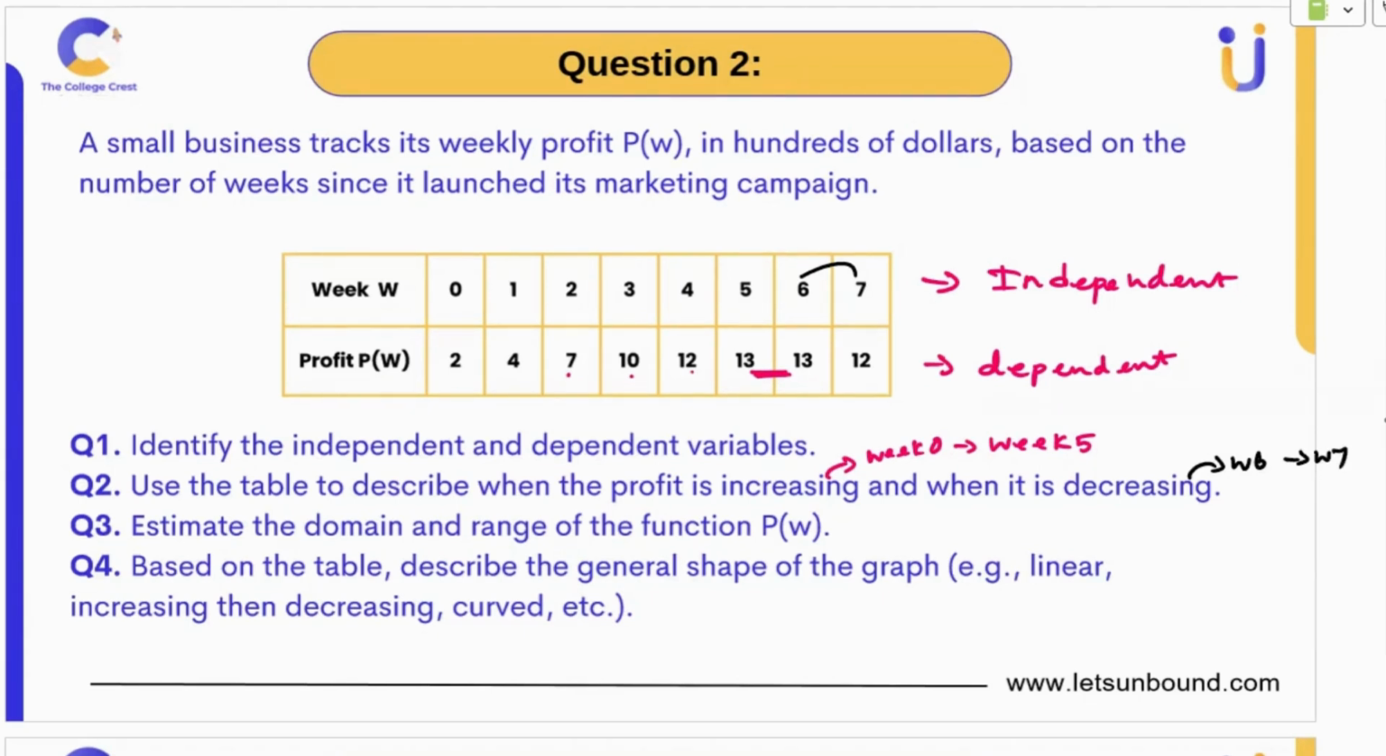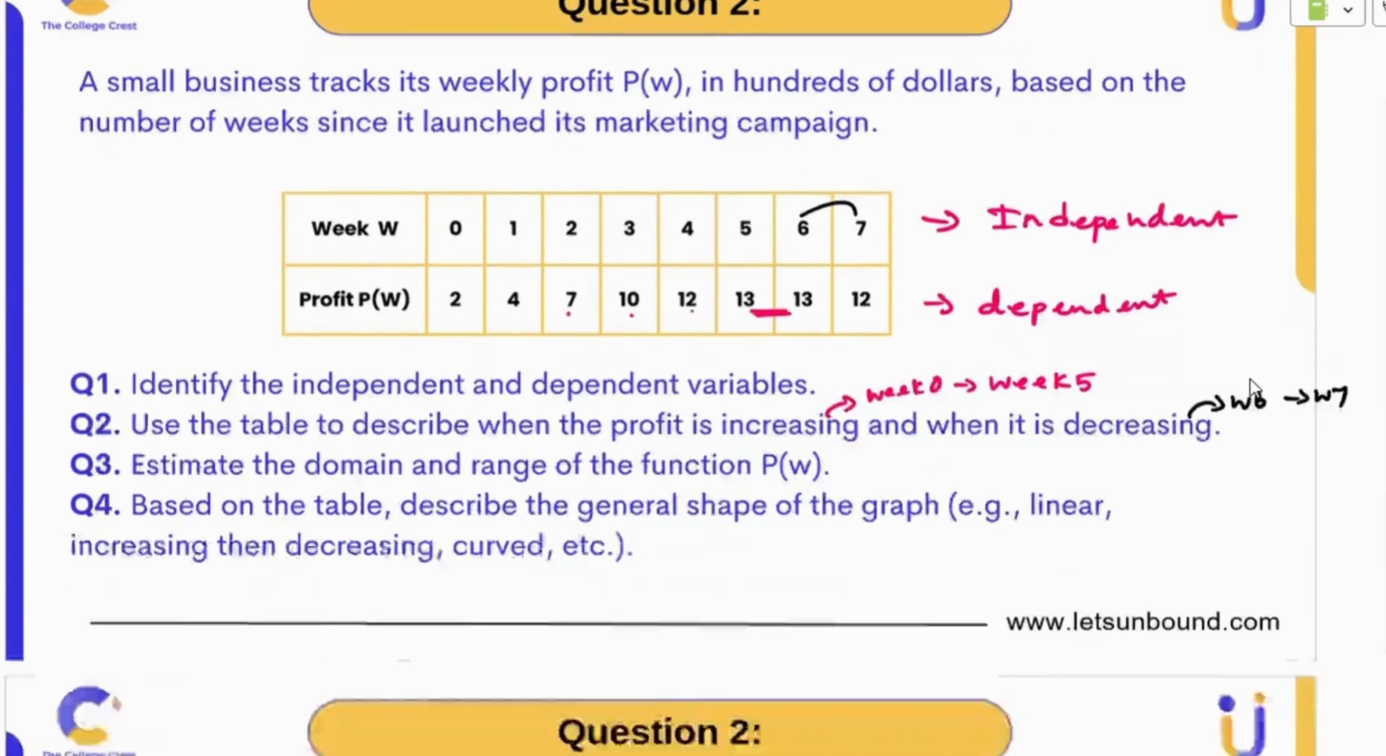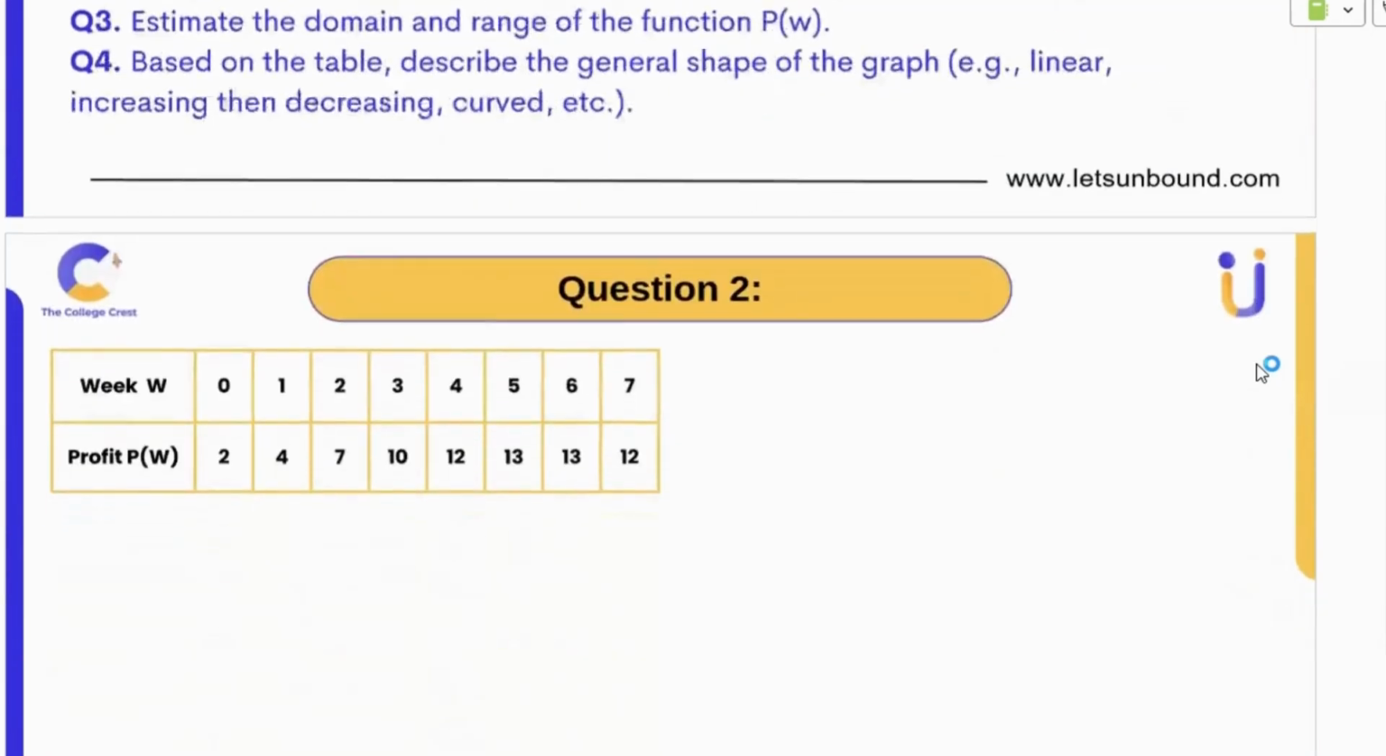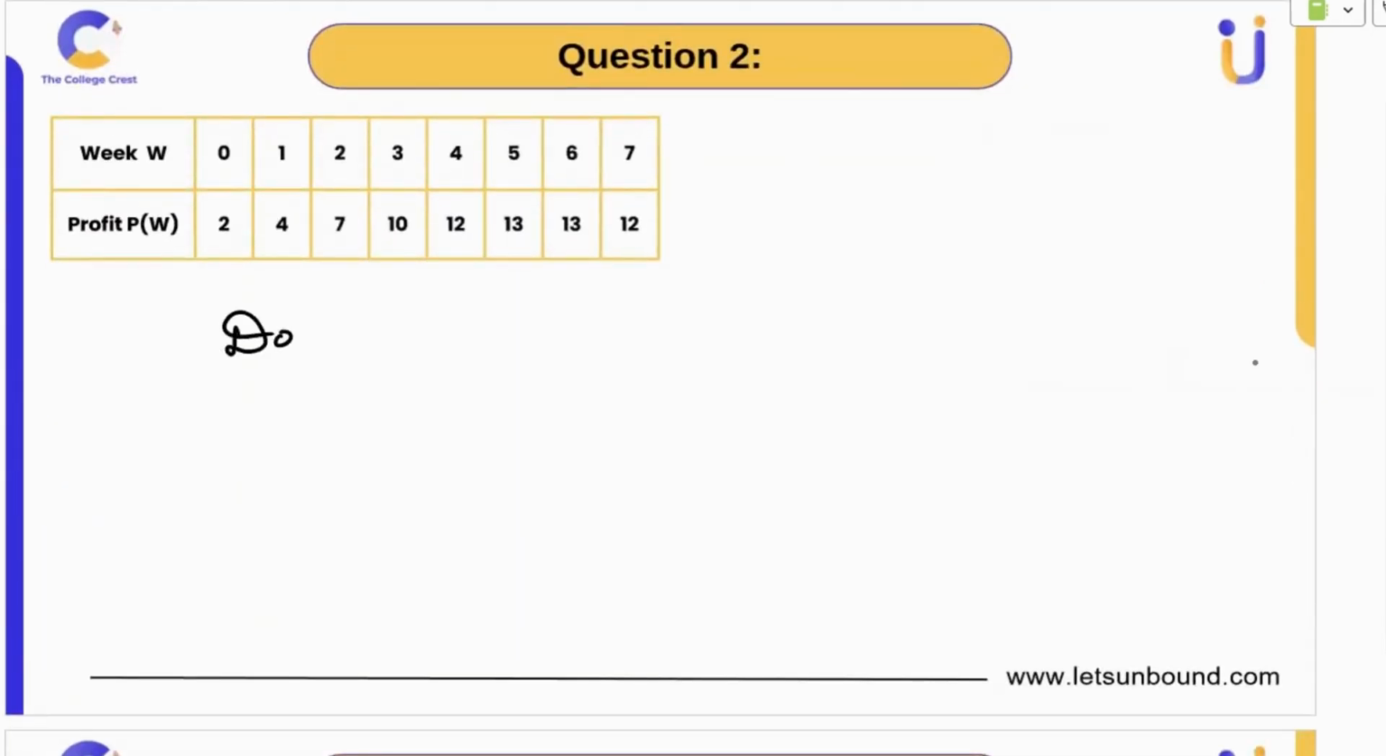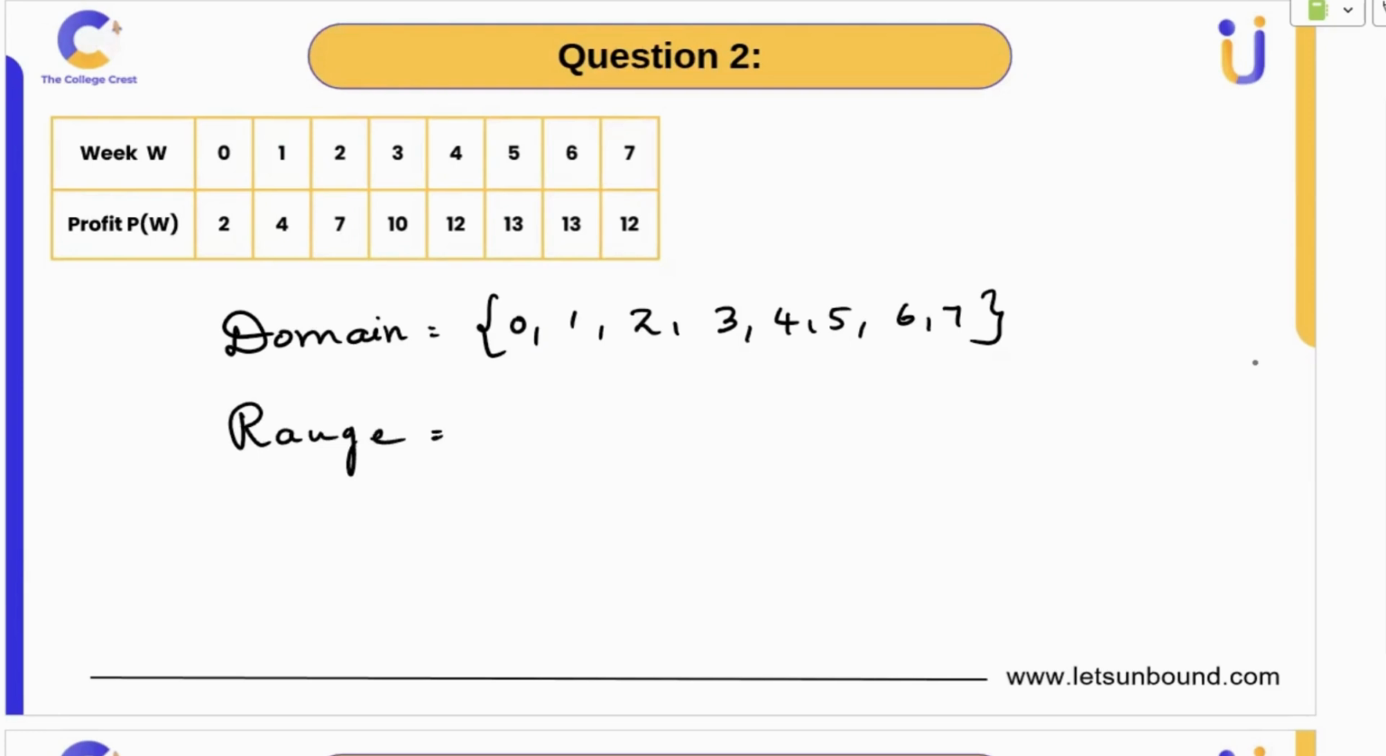Right, now question number 3, estimate the domain and range of the function P of W. Domain and range is very simple here. Table of values is given. Let's go. Domain is number of weeks, 0 week, within a week, 1 week, 2 week completion, 3, 4, 5, 6, 7. And range is 2 to maximum 13. So 2, 4, 7, 10.